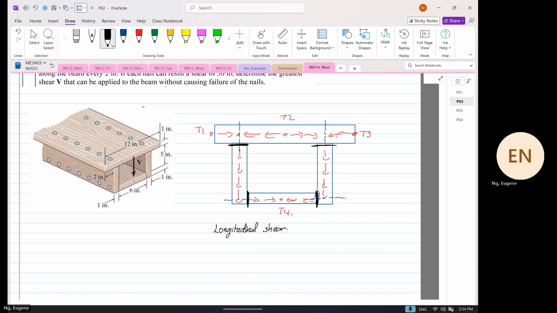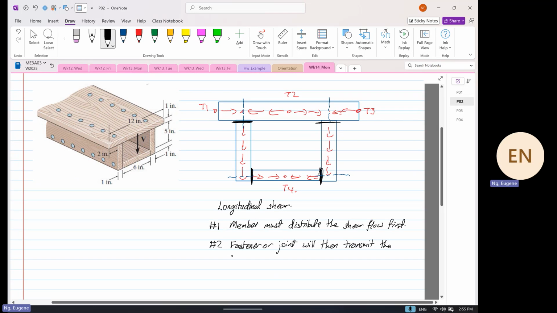So what did I tell you about longitudinal shear? Number one, the member must distribute the shear flow first. Number two, the fastener or joint will then transmit the shear flow.